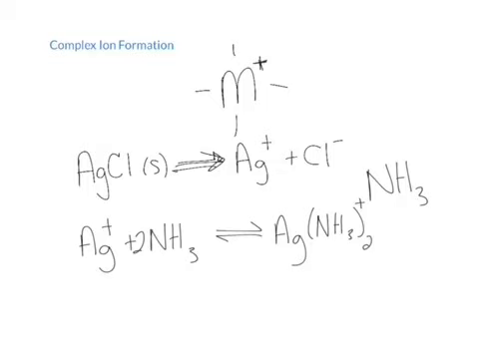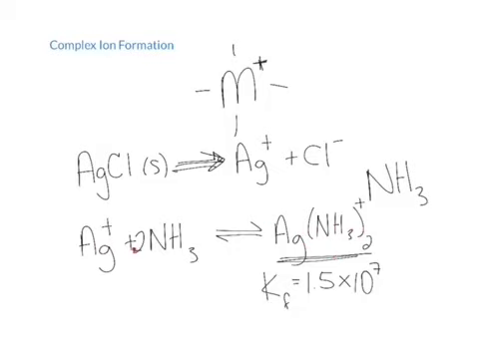And this particular equilibrium has a Kf, which is a formation constant, of 1.5 times 10 to the positive 7, okay? And remember, when we have a really big equilibrium constant, there is a large tendency for that equilibrium to favor the products, right? We haven't dealt with that in a while. We're really favoring this product here.